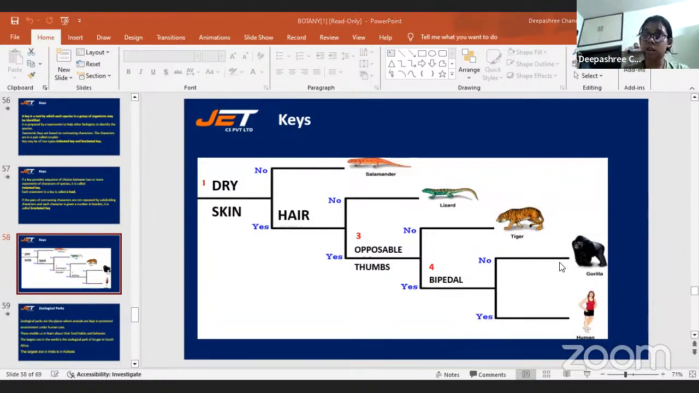for the interruption. So if it is yes, dry skin, yes or no. So yes is hair, and if it has hair, now opposable thumbs are present or no. No or yes. So 1, 2, 3, 4, these are the bracketed keys. Okay, so numbers are present and this represents the brackets. So bipedal, yes or no. These are certain terms like dry skin, hair. These are the indented keys. Okay, so is this part clear?